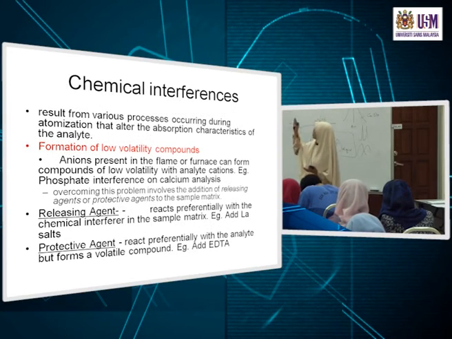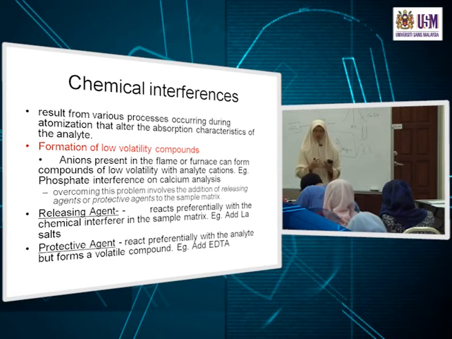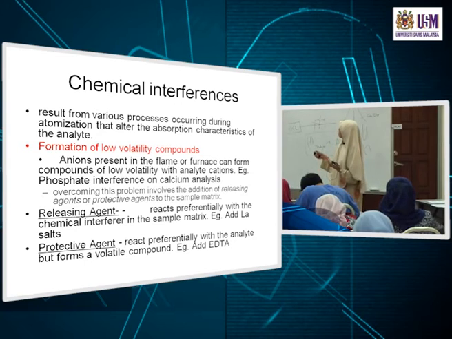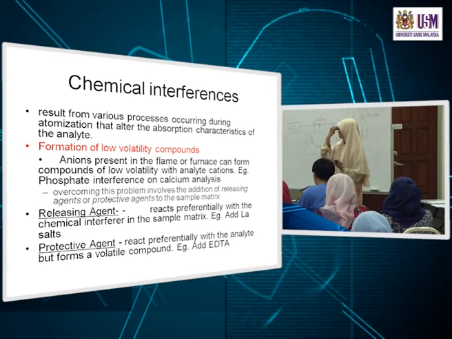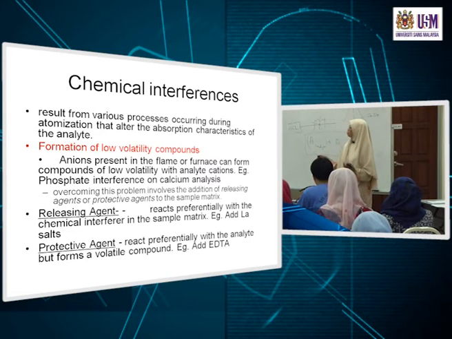Now we talk about chemical interference. As the name goes, chemical interference must be something to do with the chemistry of the analyte species. So this kind of interference results when something affects the atomization. One first category is that you form compounds which are less volatile.